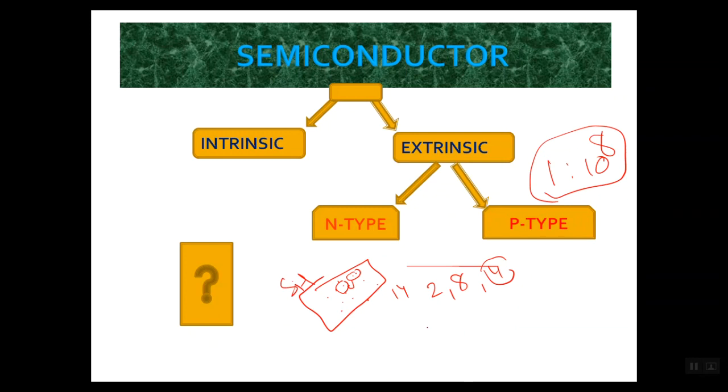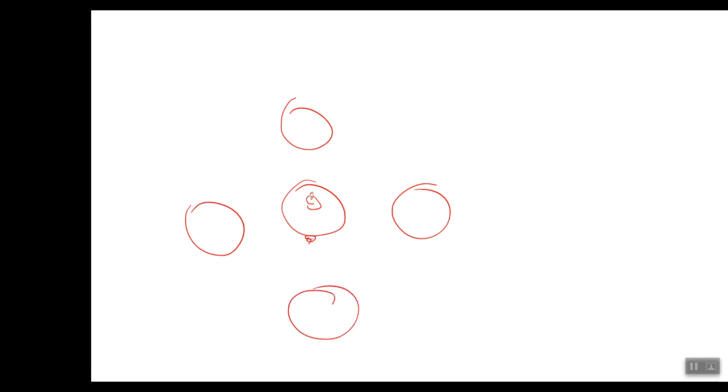Now what is N-type of semiconductor? When we add any pentavalent impurity in this type of semiconductor, so what happens? Let us see. Okay, as I told you, silicon atom is having 4 electrons in its outermost orbit. Let us take one silicon atom, another one, and another one. So it is having 4 electrons, and this silicon is also having 4 electrons in its outermost orbit. You understand this?